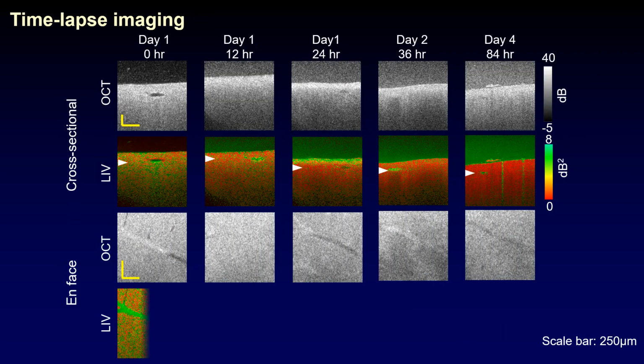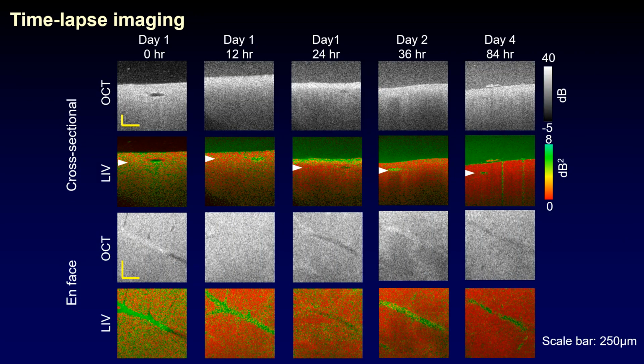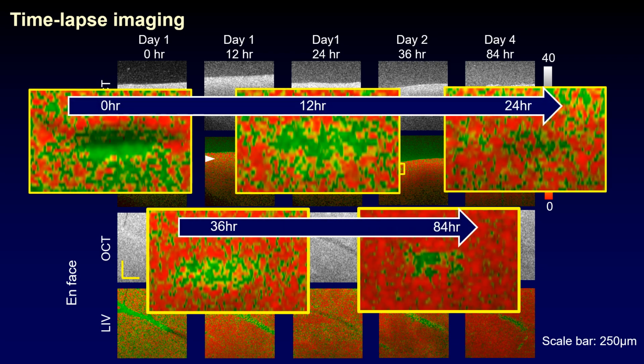To validate the activity around the vessel wall region, longitudinal measurement was performed. Time course cross-sectional and en-face images of OCT and LIV at different time points are shown here. At the 24-hour time point, the high LIV at the vessel region faded and became low. We can observe at day 2, the 36-hour time point, the vessel region starts to show high LIV again. At very late time points such as day 4, the 84-hour time point, the high LIV at the vessel region starts to degrade and become low.